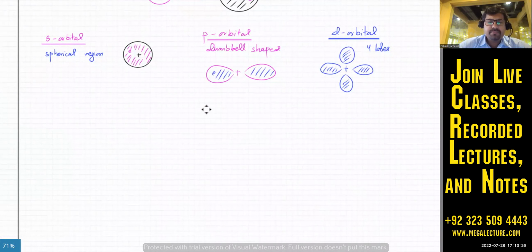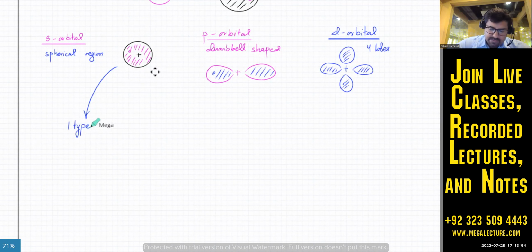Now there's another thing, which is that the orbital can have orientations. Okay? Which means that, and I'll explain to you what an orientation is. So the s orbital has only one type. You can remember the s orbital. There's only one type of s orbital. Okay, just one type.